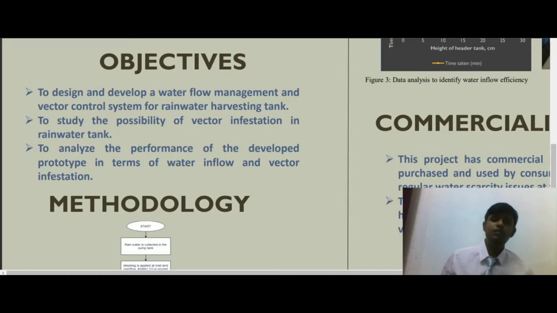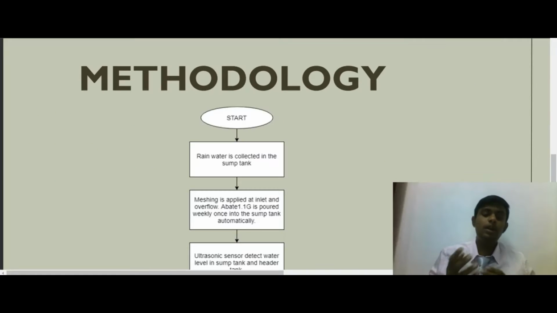The main objective of my project is to design and develop a water flow management and vector control system for a rainwater harvesting tank. The second objective is to study the possibility of vector infestation in a rainwater tank. The last objective is to analyze the performance of the developed prototype in terms of water inflow and vector infestation. Now let me explain the methodology part of my project.